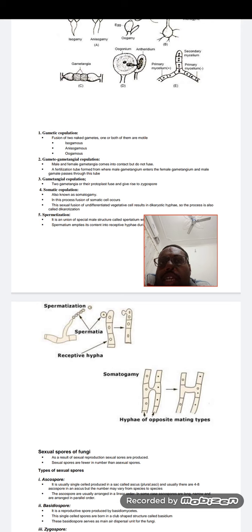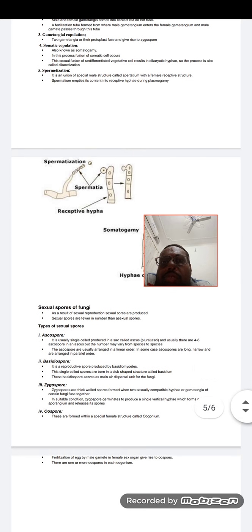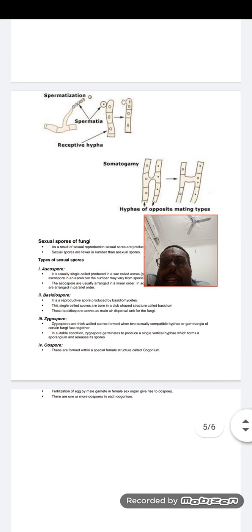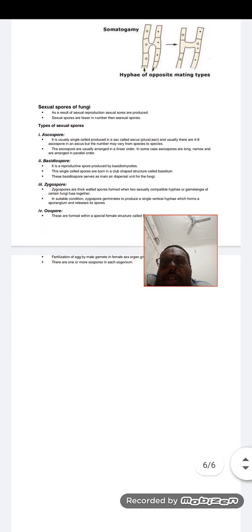Others I have just given for your information. Apart from these, there are different methods by which fungi can reproduce, and we have a technique known as spermatization. Fungal hyphae will mate together, and during that mating they will exchange genetic material.